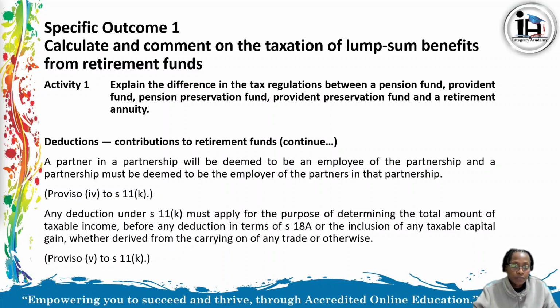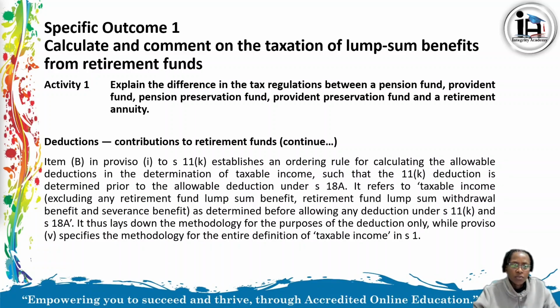Proviso 6 to section 11K. Any deductions under section 11K must apply for the purpose of determining the total amount of taxable income before any deduction in terms of section 18A or the inclusion of any taxable capital gain, whether derived from the carrying on of any trade or otherwise. Proviso 5 to section 11K.